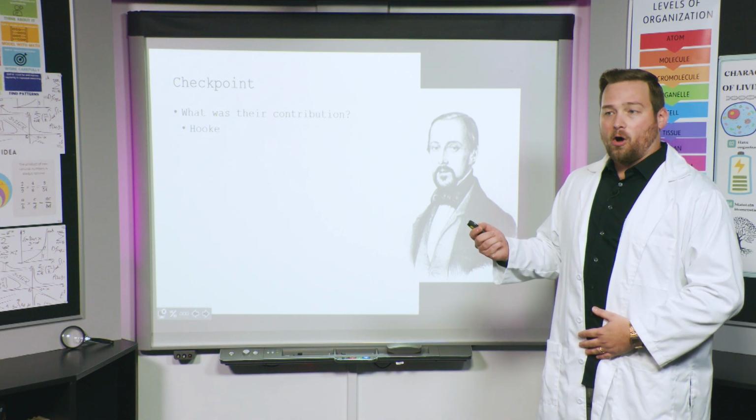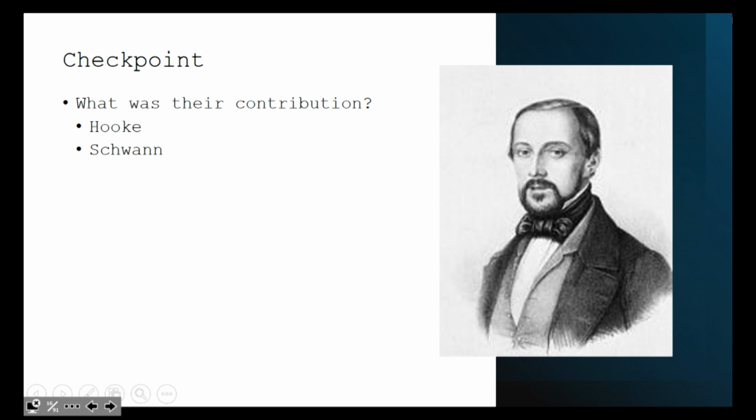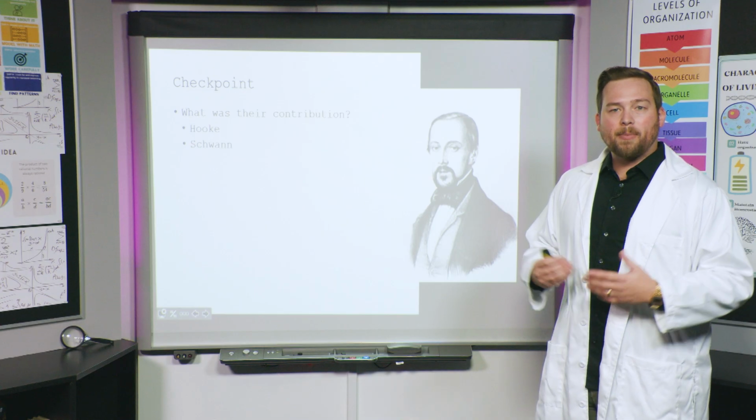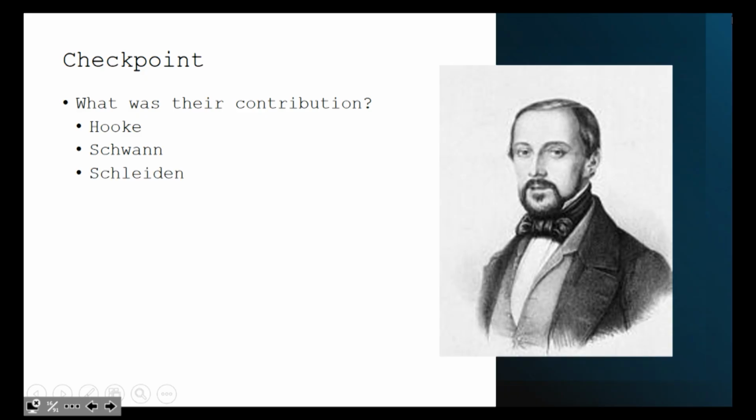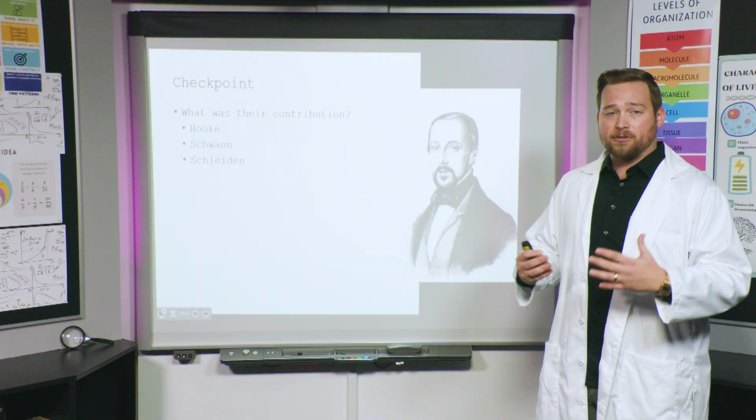He discovered that what type of organism are made out of cells? Schwann discovered that all animals are made out of cells. That's right. What about our next scientist? He discovered that all of what type of organism are made out of cells? Schleiden. He discovered that all plants are made out of cells.